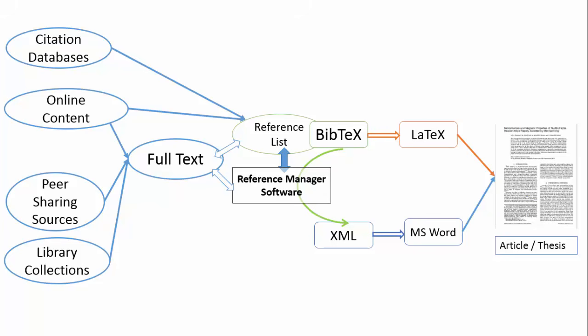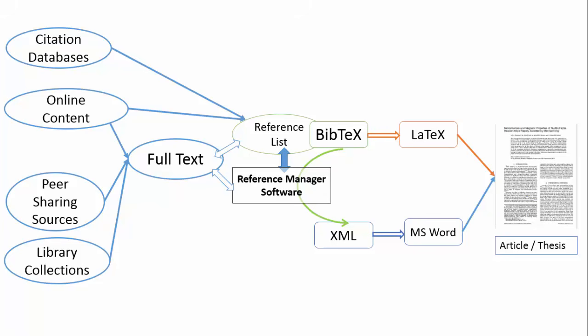So we will be collecting full texts relevant to our research area, both online and hard copy, and we will also be collecting a list of references. It's very important to link these two so that we know which articles we need for our research area. The reference management software is very useful in getting this done.